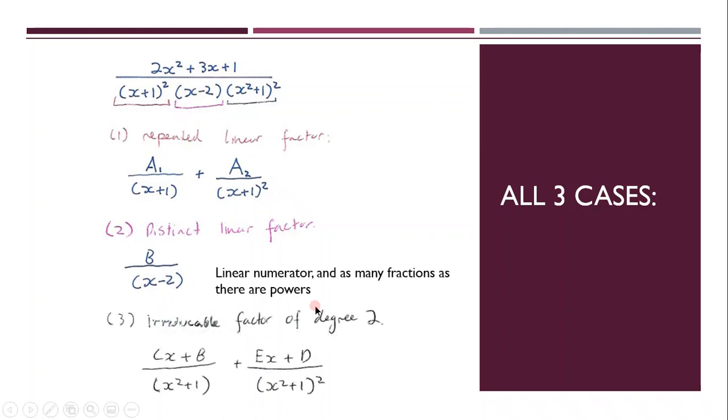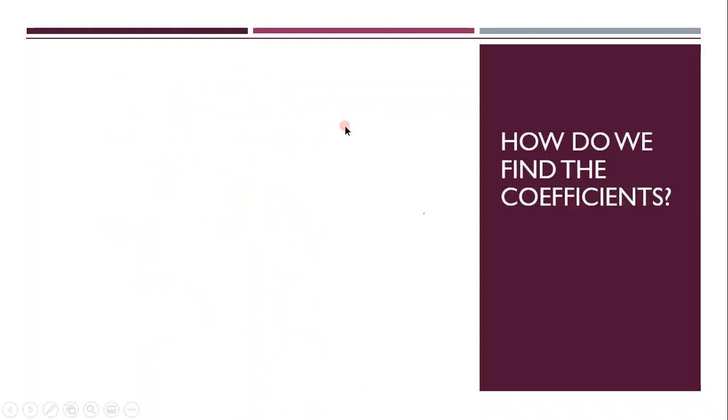The third case is the irreducible factor of degree 2. This one has a different numerator. It's not just a single coefficient, it's a linear numerator, so remember that. And it's the same case as the repeated linear factor for the denominator. You repeat it for the amount of times that there is a power present. So how do we find the coefficients?